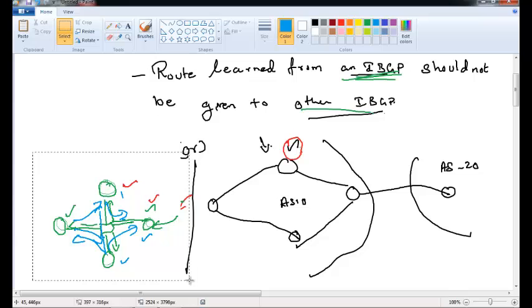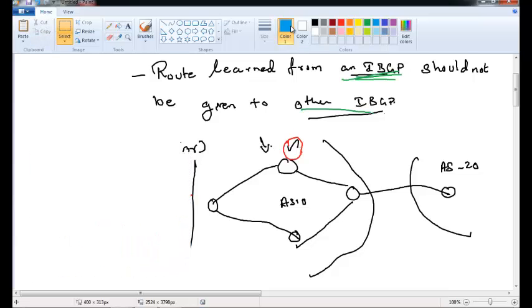In a LAN we always have loops. So this loop has to be fixed. That's why we have this split horizon. But that split horizon is no good in this design.